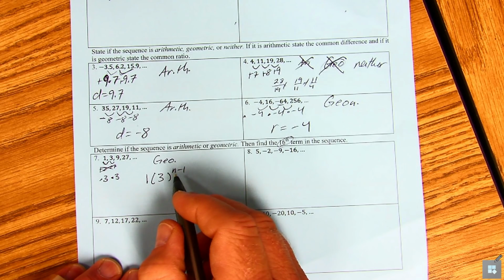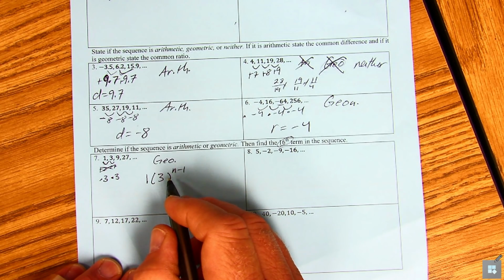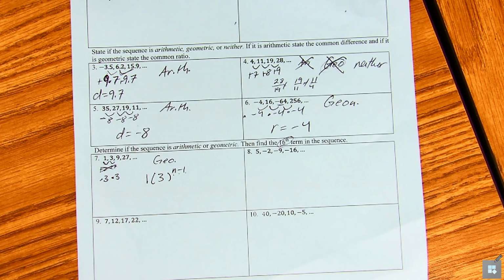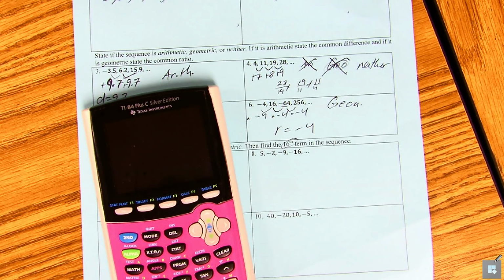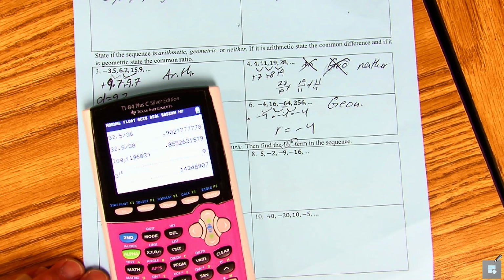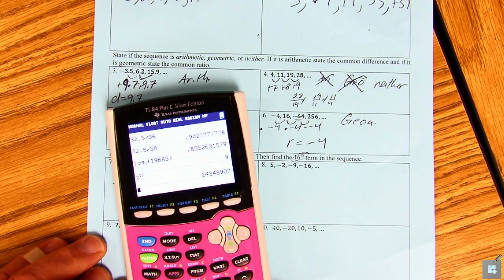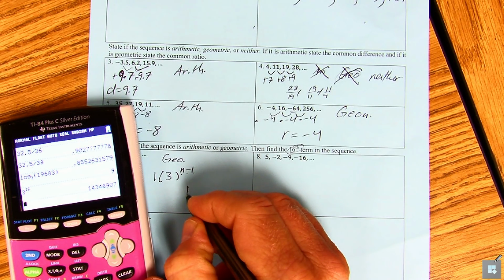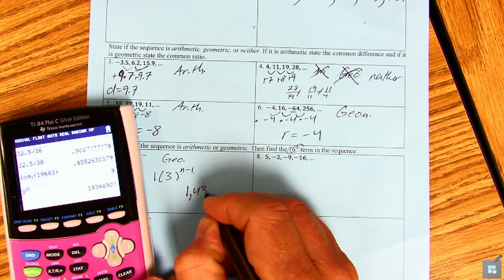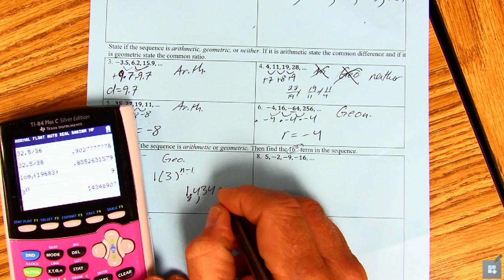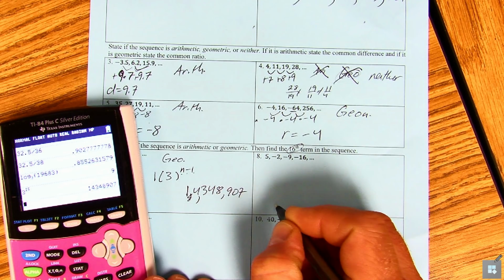So then if I plug 16 in for n, 16 minus 1 is 15, so I would take 3 to the 15th power. So let me grab my calculator here. I take 3 to the 15th power, which is that big number right there, times 1. So my answer is 14,348,907. That's the answer, number 7.